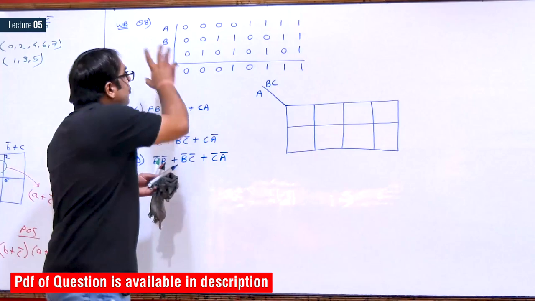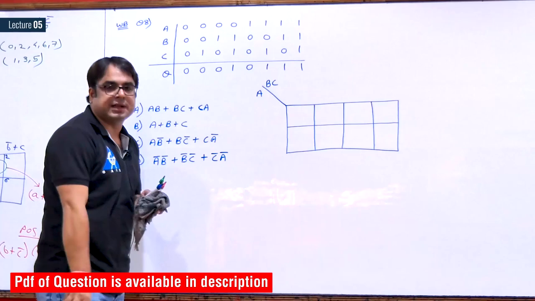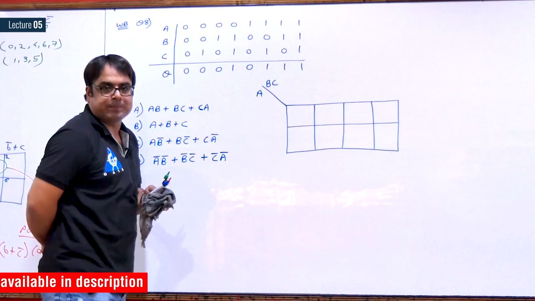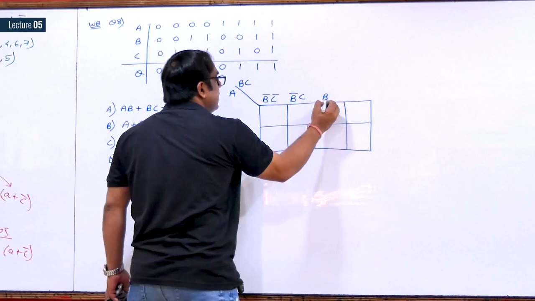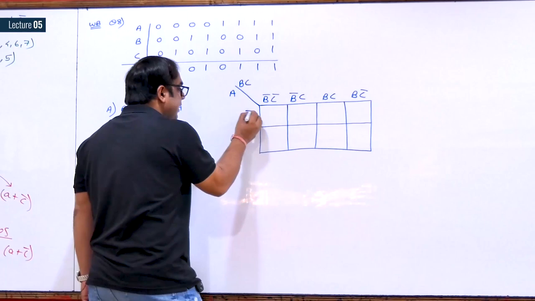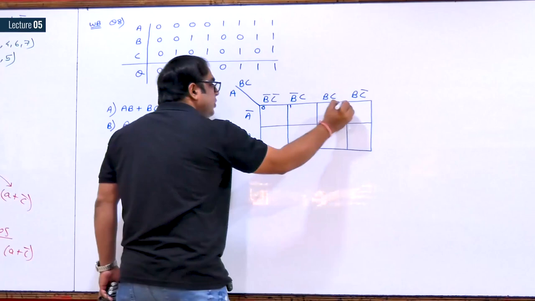Workbook question number 8. The function is given in the form of a table, and we have to find the minimized expression. Options are given to you, and the options are in the form of SOP, so we will use the SOP K map. To complete this structure: B complement C complement, B complement C, B C, B C complement. This is A complement and A. Now the cell numbers are 0, 1, 2, 3, 4, 5, 6, 7.